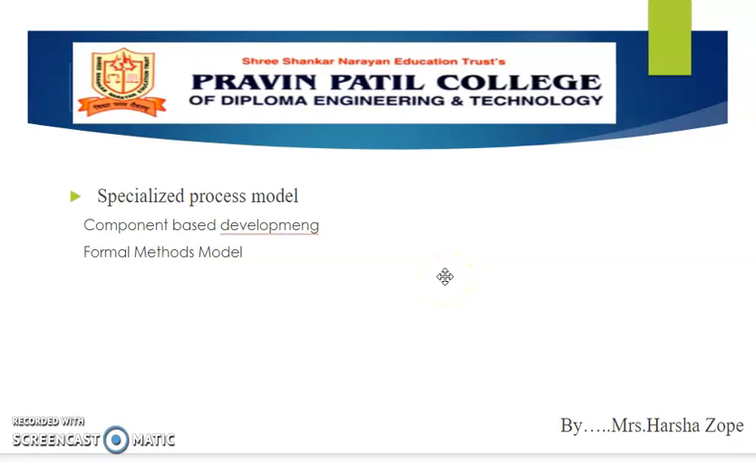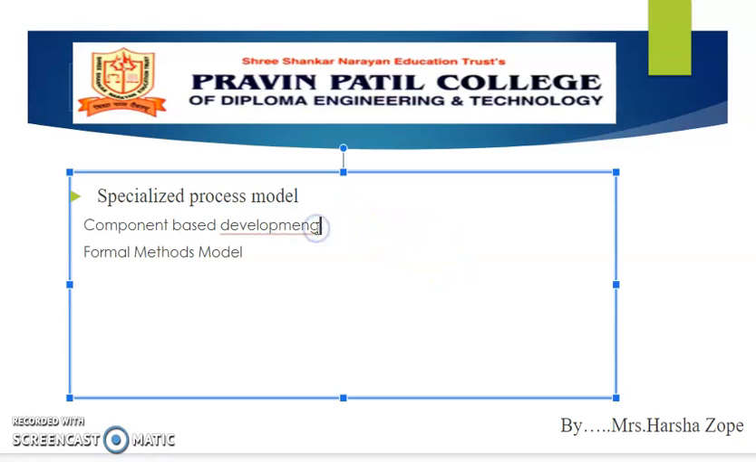Start with the specialized process model. In the last lecture, we studied three kinds of process model: waterfall model, RAD model, and incremental model. Next is the specialized process model. It is mainly considered in two parts: component-based development and formal method model.